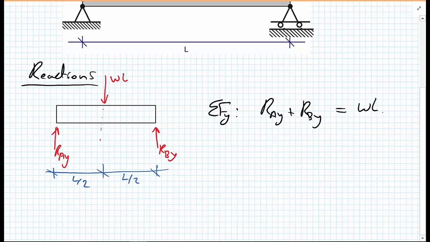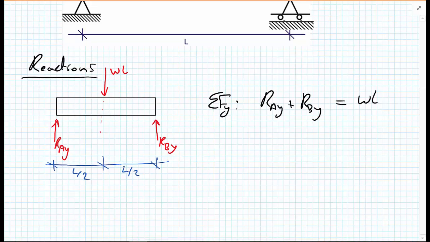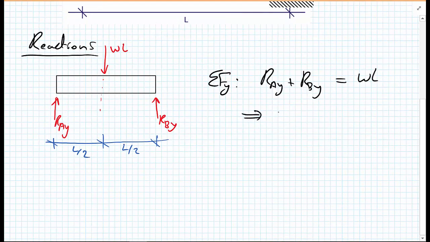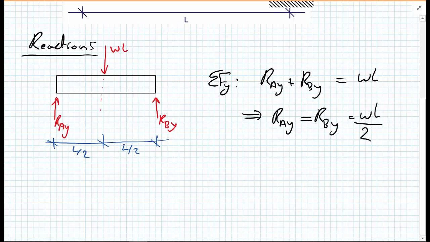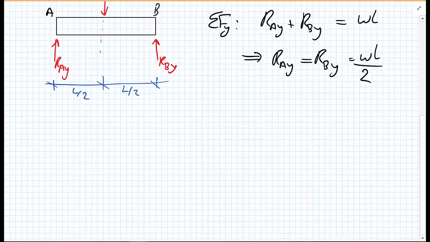From the symmetry of the problem, or by taking moments, we can calculate that R_Ay is equal to R_By, which equals WL upon 2. So we have the reactions for the problem. Now, as before with the point load problems, we're going to use the method of sections on a portion of the beam. We're going to start again from the left hand side of the beam, A.